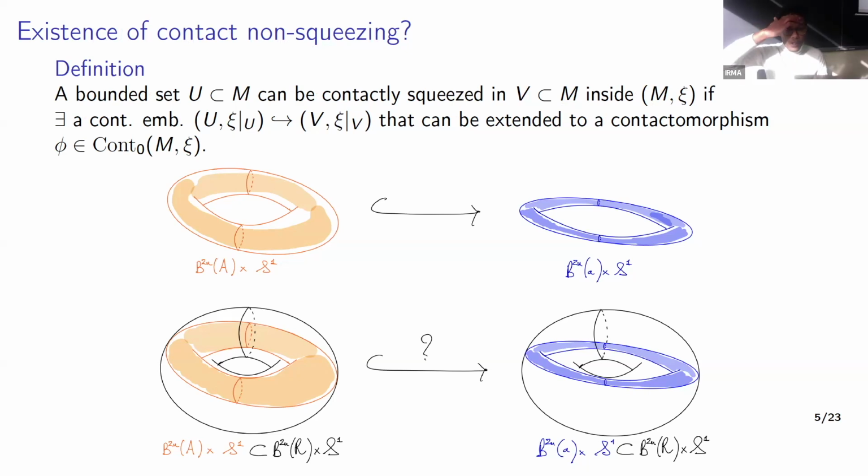For example, in this picture that I've drawn, it might be possible to embed the orange solid torus inside the thin blue solid torus. But then if you look at these tori inside the bigger black solid torus, then maybe you cannot squeeze the orange one into the blue one while staying inside this black torus. And actually, this is what happens.